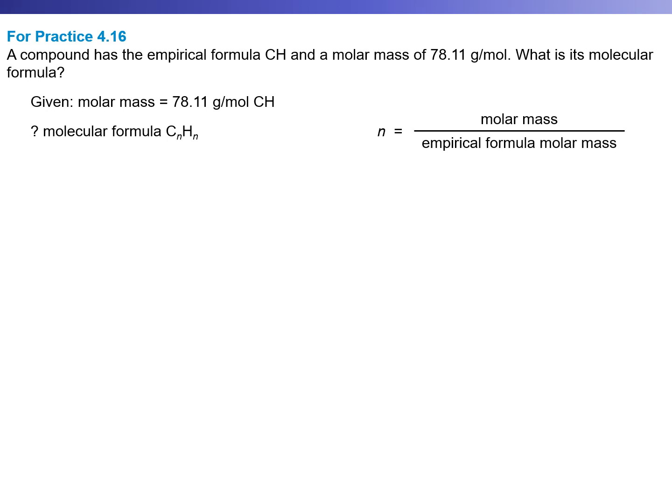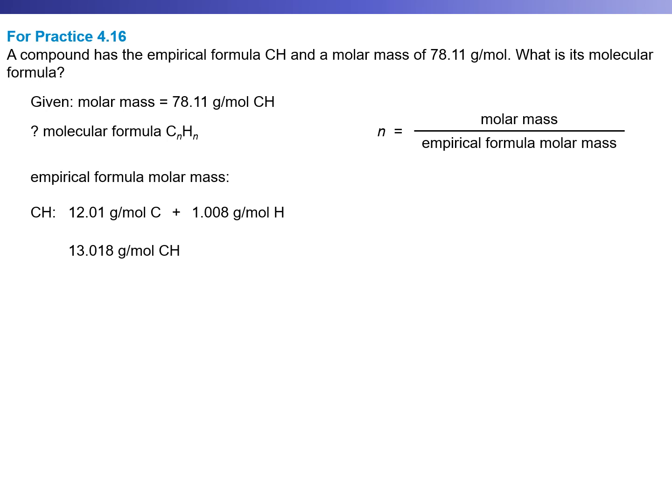And we can calculate that pretty easily. So we're given the molar mass, we're given that right here. And so we just have to calculate the empirical formula molar mass, which is pretty simple. So we've got CH, which means we have to find the molar mass of carbon, which is 12.01 grams per mole, and the molar mass of hydrogen, which is 0.008 grams per mole, and then add those together. And that gives us 13.018 grams per mole of our CH.